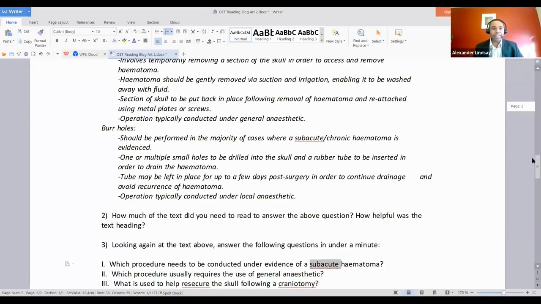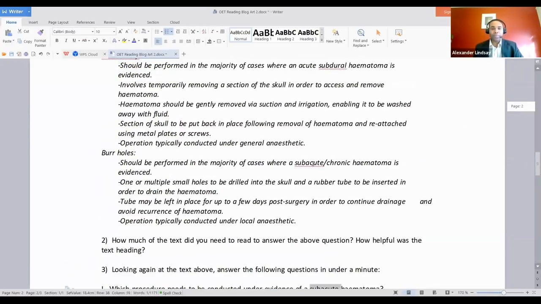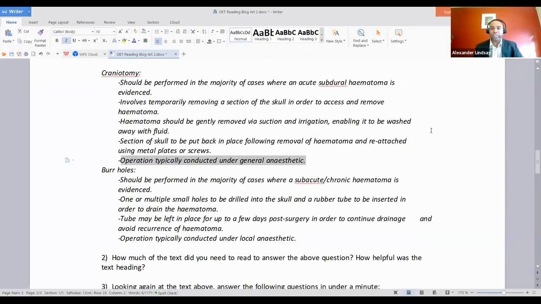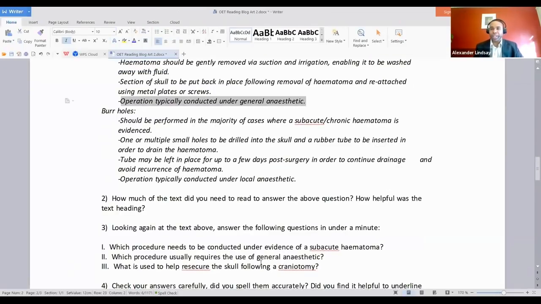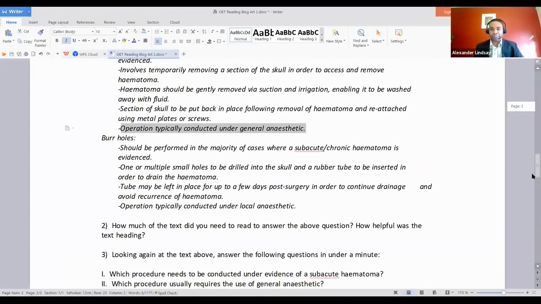And it is the craniotomy because it says here, operation typically conducted under general anesthetic. Which is a paraphrase, because the question says which procedure usually requires the use of general anesthetic. So you've got typically paraphrased for usually, but you've got the specific information here because that's talking about the craniotomy.